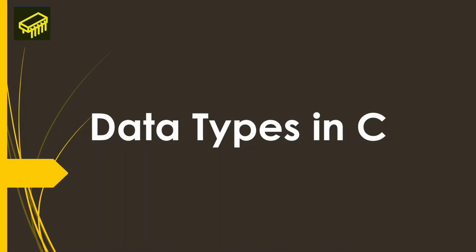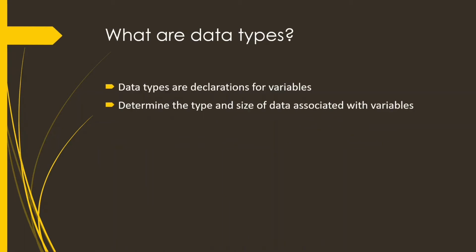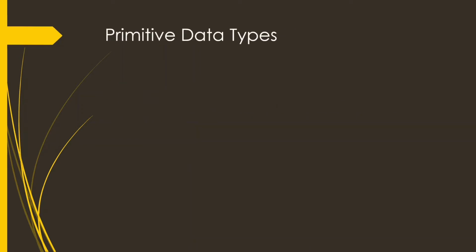In this video, we will learn about data types. So first, what is a data type? Data types are declarations for variables which determine the type and size of data associated with variables. Now first, let's discuss primitive data types.